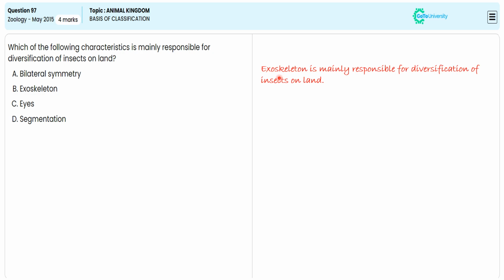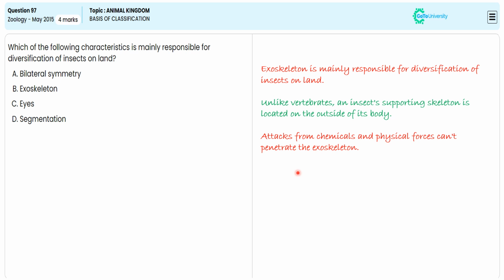Unlike vertebrates, an insect's supporting skeleton is located on the outside of its body. Attack from chemical and physical force cannot penetrate the exoskeleton. To keep it from drying out, an impermeable layer of wax covers it. Directly attached muscle combines the highest strength with almost the best mechanical advantage leverage.